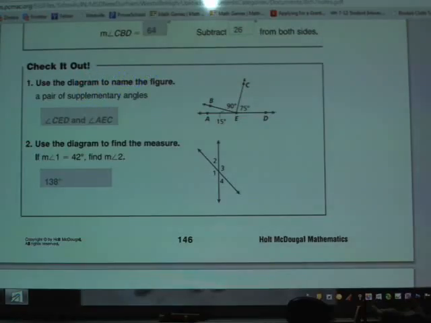Let's go ahead and take a look at the check it out examples for 7-1 and finish this up. In number 1, they're asking us to use the diagram to name the figure. And they're asking us to name a pair of supplementary angles.